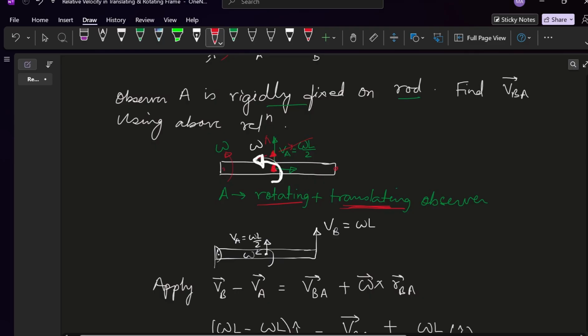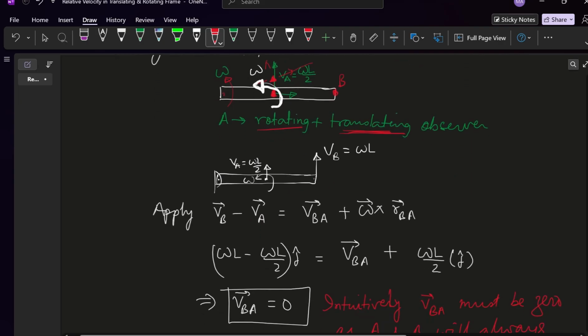Now let's apply this. We have to prove that as per this observer, the velocity of B is going to be 0, using this relation. This is B and this one is A. So velocity of B minus velocity of A is equal to V_BA, the velocity of B with respect to A, plus omega cross R_BA. Once we have identified that this is a rotating plus translating frame, which is very important, we can apply this formula. So remember, you have to identify which frame it is, and then apply this.